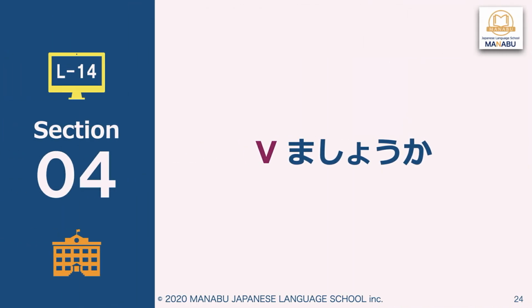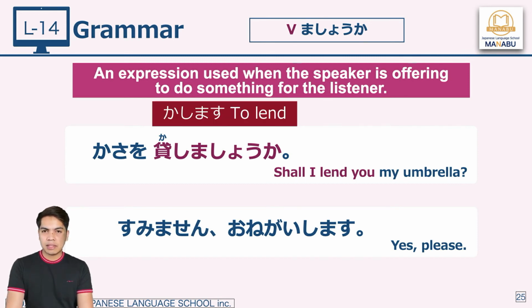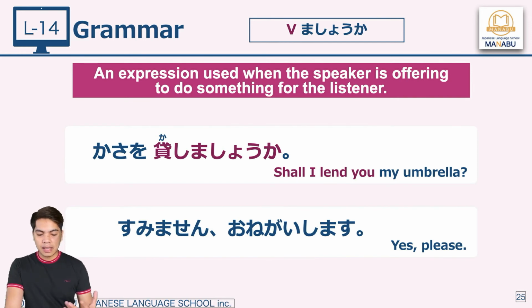Grammar point number 4. The verb mashoka is an expression used when the speaker is offering to do something for the listener. If you offer help to someone, you will use mashoka. For example, kasa o kashimashoka? Shall I lend you my umbrella? From the verb kasa o kashimasu, to lend the umbrella. So offering to lend the umbrella.